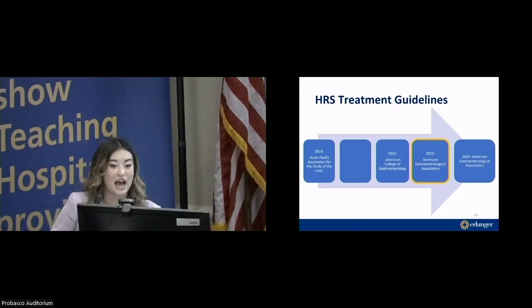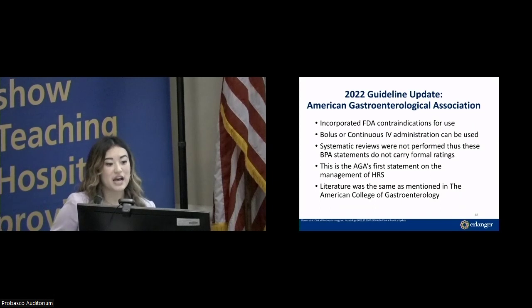Next, we're going to look at the AGA guidelines, which included about the same literature as the ACG guidelines had included. This is the first time that FDA contraindications were included in the guideline recommendation as precautionary warnings. Additionally, it stated that bolus or continuous IV administration could be used.